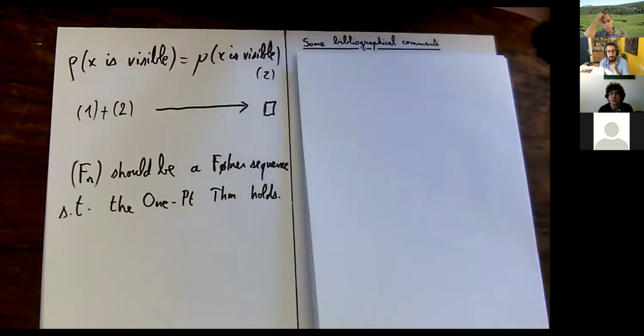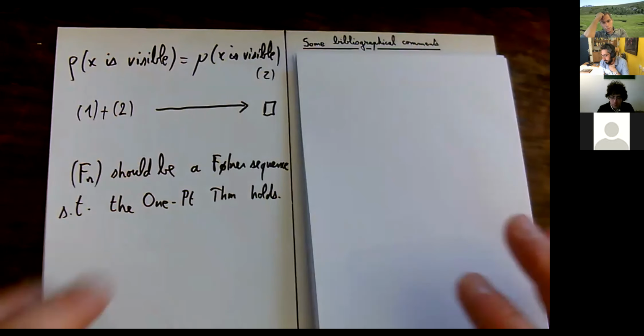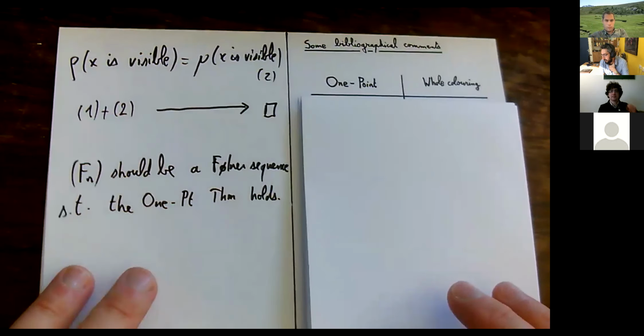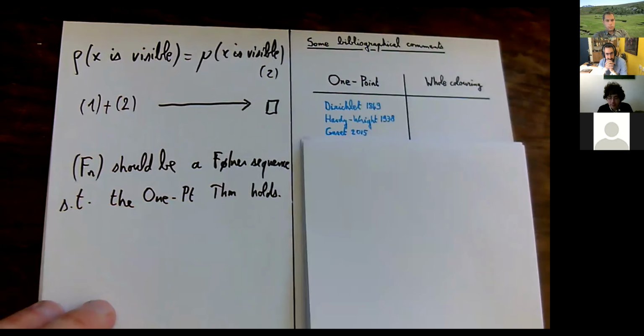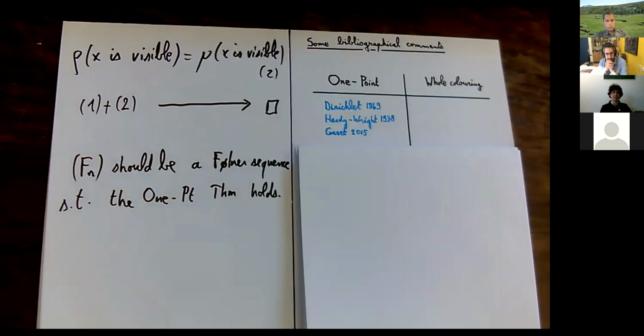Okay, good. So some bibliographical comments, because I've not said anything about how this theorem, the whole coloring, should be attributed. So the one-point theorem, there are many articles and books where this theorem appears with different proofs. So here is just one selection of some articles and books that mention it. The original paper by Dirichlet, the introduction to number theory by Hardy and Wright, and some paper by Garey with a probabilistic proof.